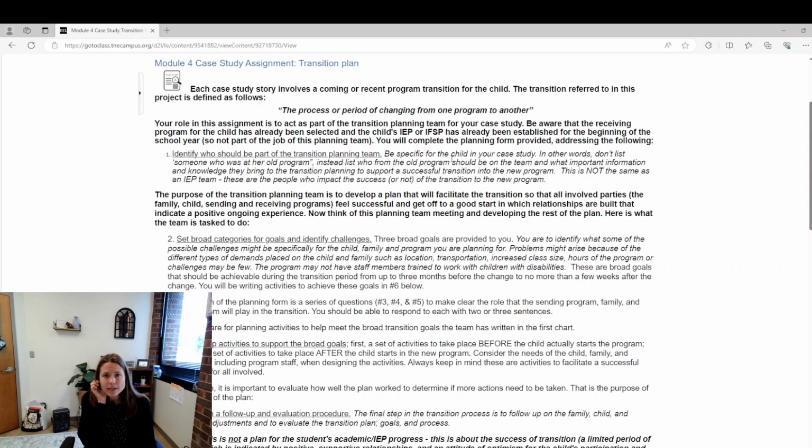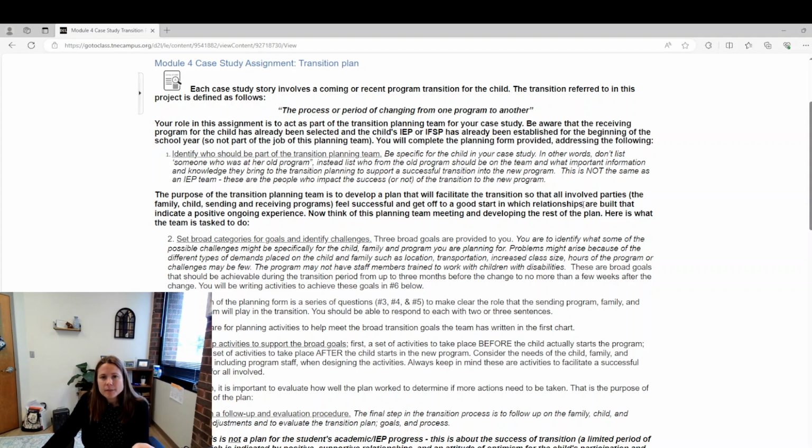Okay, so remember, this is not the same thing as what an IEP is. This is thinking about the people who impact the success of the transition to the new program, or maybe not. So what you have to do is think about what the purpose of a transition program is, right? It's to develop a plan that will make sure that all involved parties, that's the family, the child, the sending program, and receiving program, okay? How are they going to help everyone feel successful and get off to a good start? What kind of relationships are we going to build? And making this a positive experience for that child and everyone involved.